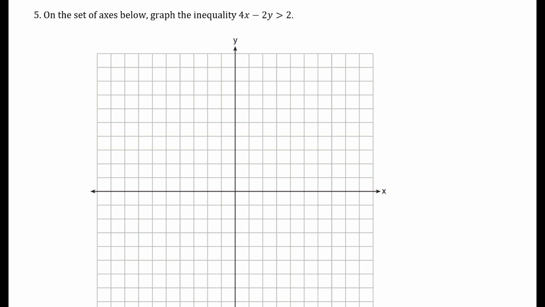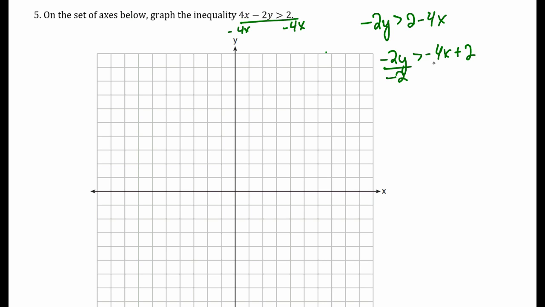Number 5, on the set of axes below, graph this inequality. Well, I do not like the way this inequality looks because it's not in slope-intercept form. So let's get it into slope-intercept form. Let's move over the 4x, move over the 4x. Minus 2y is greater than 2 minus 4x. Now I don't like the way that looks because that's not really slope-intercept form, so I'm going to change the order there.